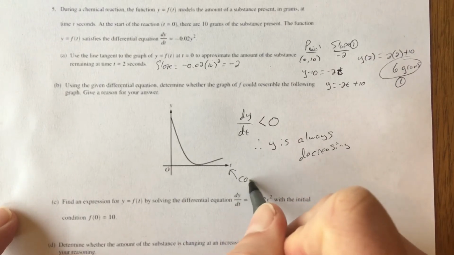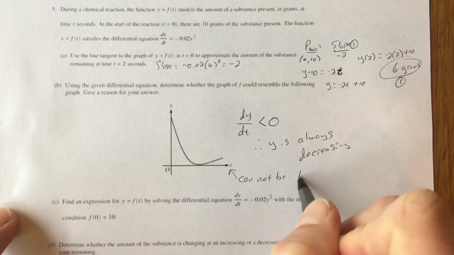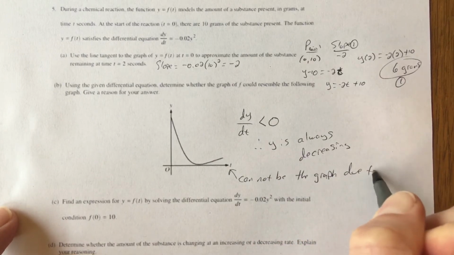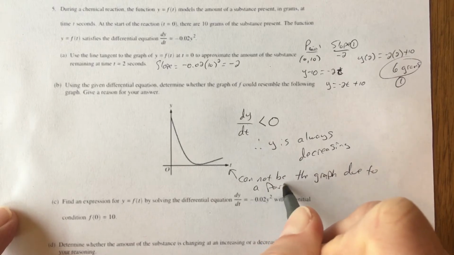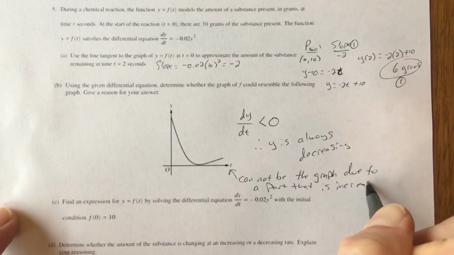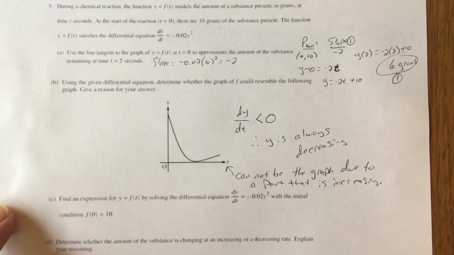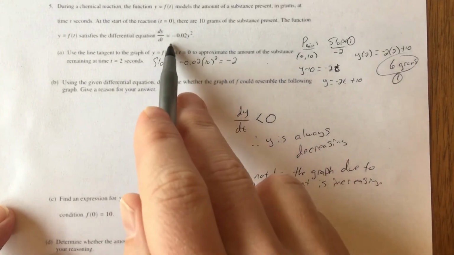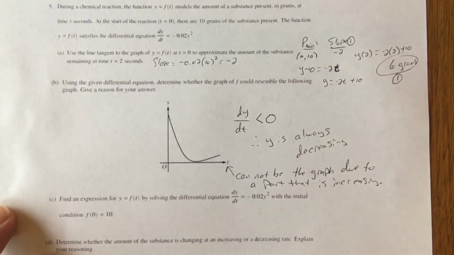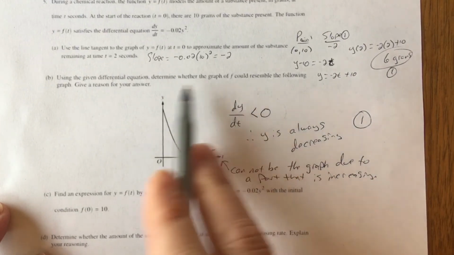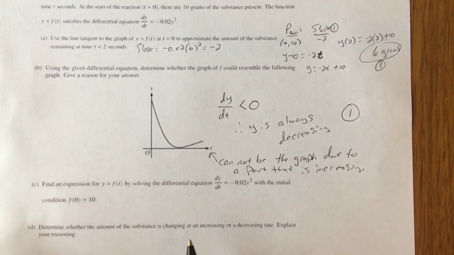So this cannot be the graph due to a part that is increasing, or something along that nature, right? This graph has both a decreasing and an increasing part, but if it was for this graph, it would only have to be decreasing. They gave just 1 point for this. As long as you had something that was reasonable in this area, then they gave it to you.